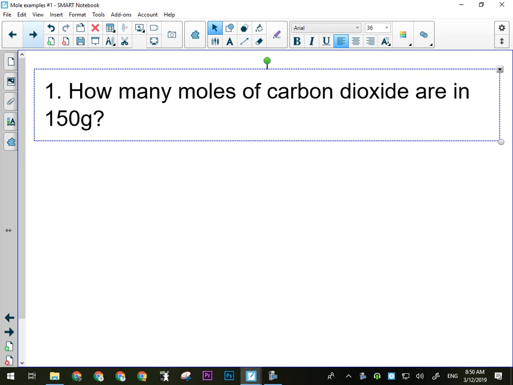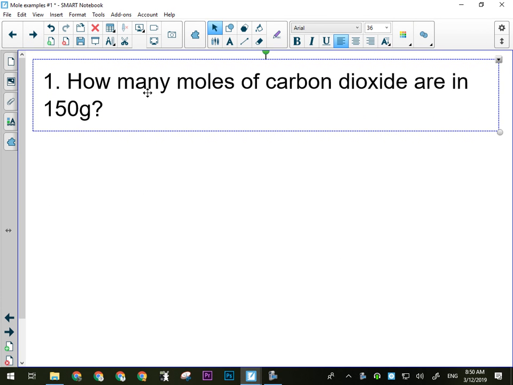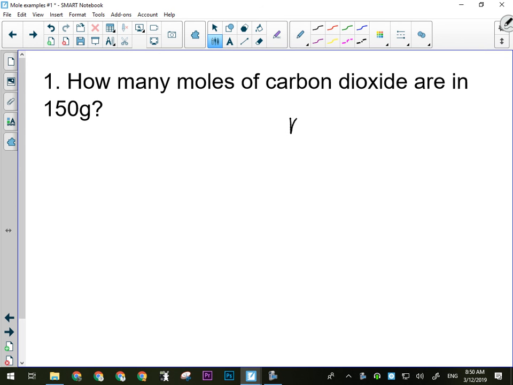All right, so for number 1 here, we're looking for the number of moles, which means we're looking for which part of this equation? N, right? Okay, so we're looking for N. We want to write down our givens here first. First, they tell us that we're looking for the number of moles, so that's our question mark.